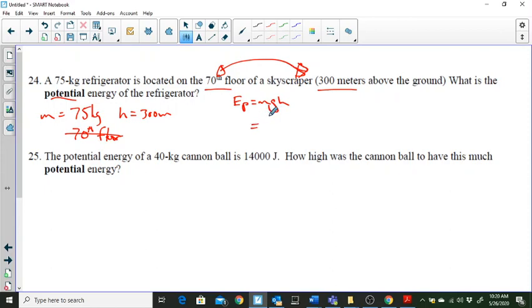So let's calculate our potential energy. Our mass, 75 kilograms. Our g, 9.8. And our height is 300 meters. So we just multiply these together. 75 times 9.8 times 300. And we get a value of 220,500. I'm just going to do that one more time. Calculating things twice is always a good way just to make sure you've done your calculations correctly.